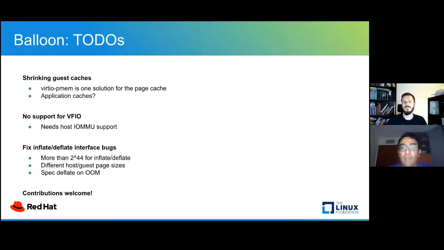There's also a slew of old Balloon interface bugs that no one seems to want to fix. For example, virtual machine memory size with inflate and deflate is very limited. Guest and host page size is assumed to always be 4 kilobytes, which is not always the case. Out-of-memory handling is present in Linux, but is underspecified, and contributions would be most warmly welcome.